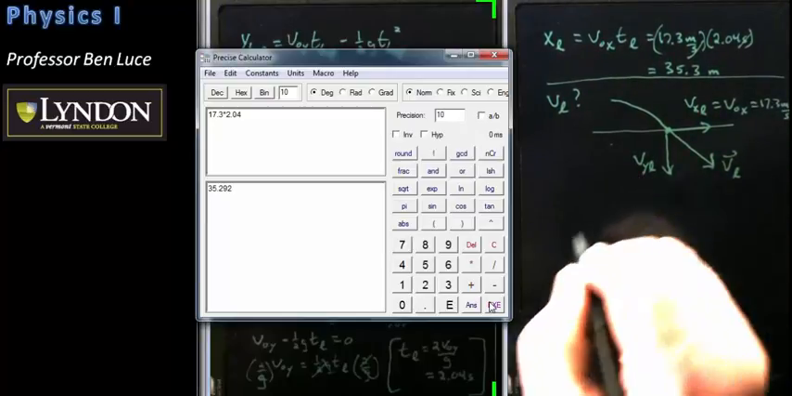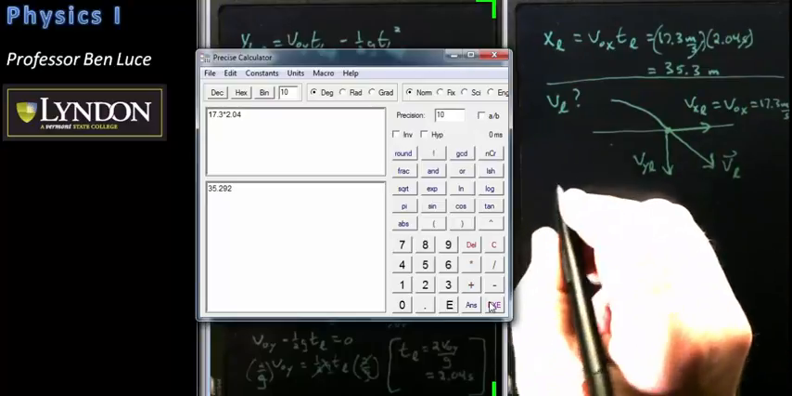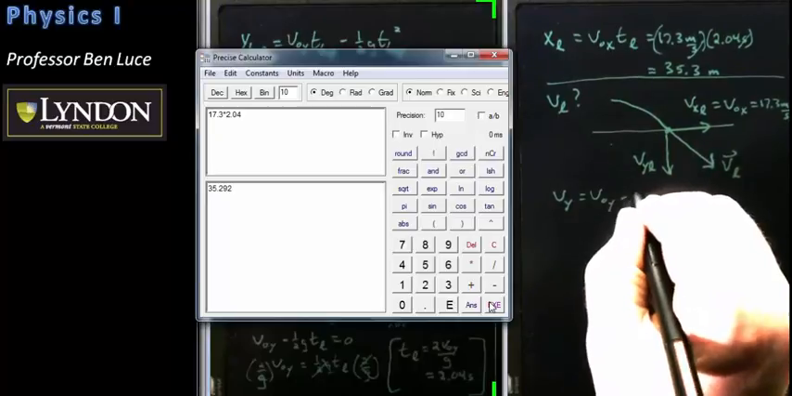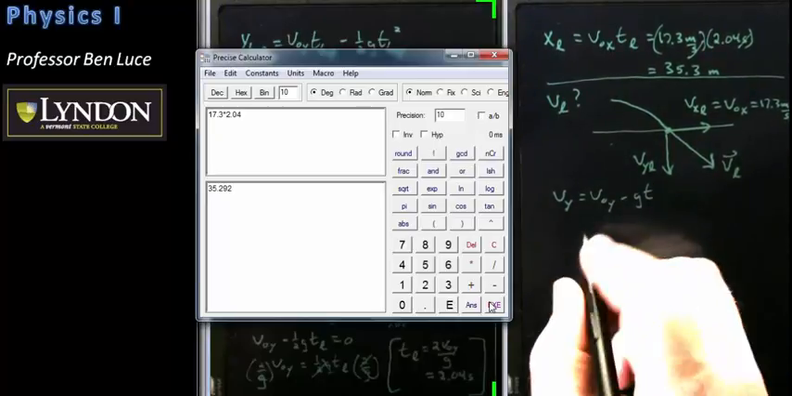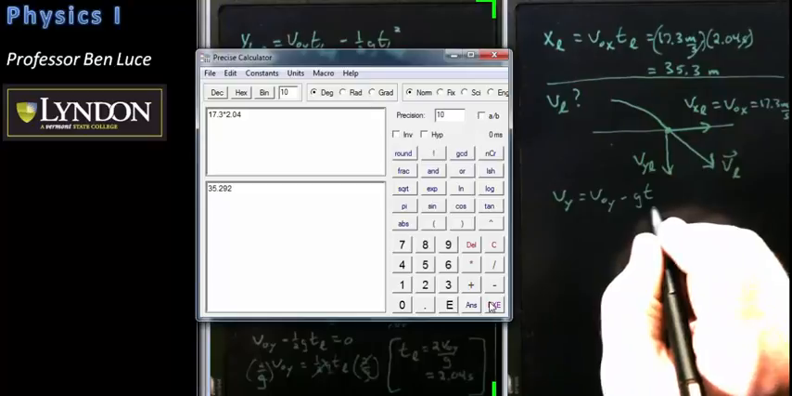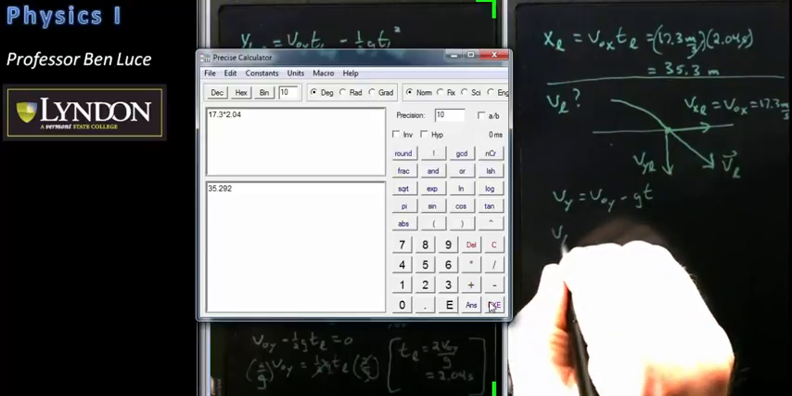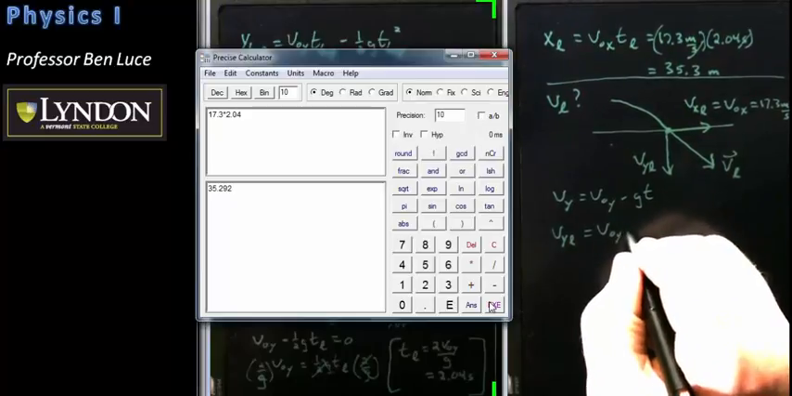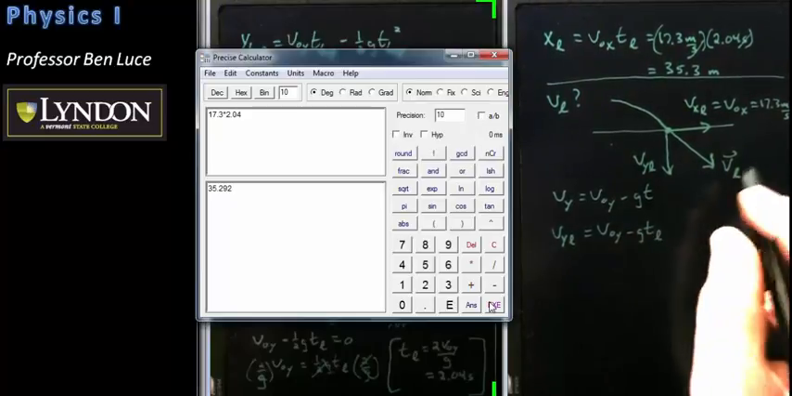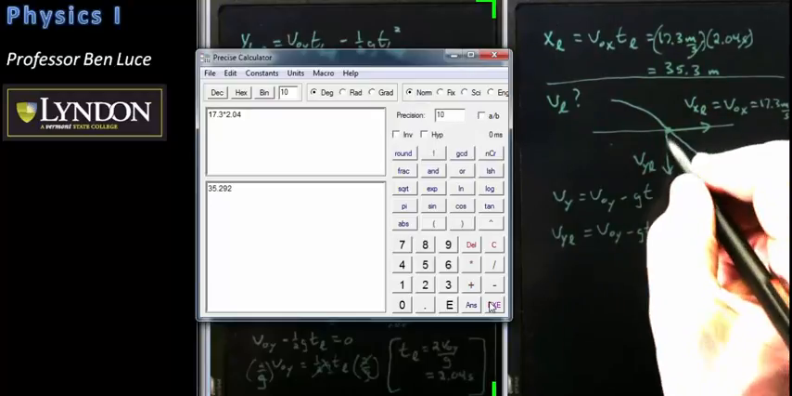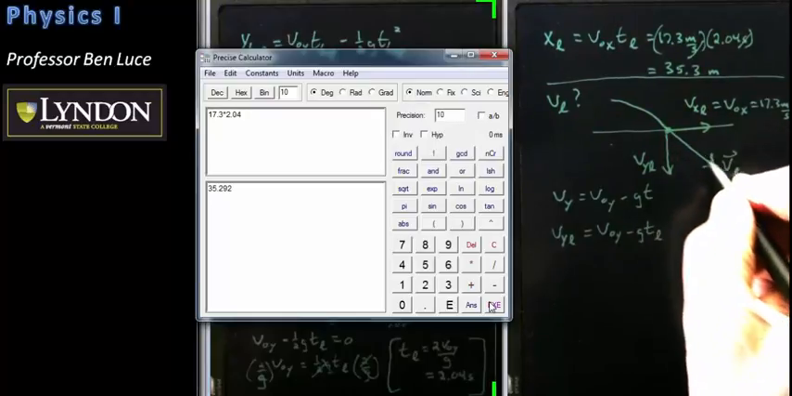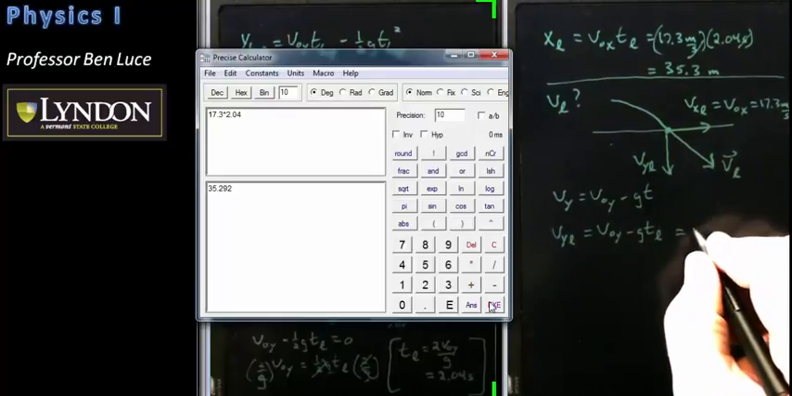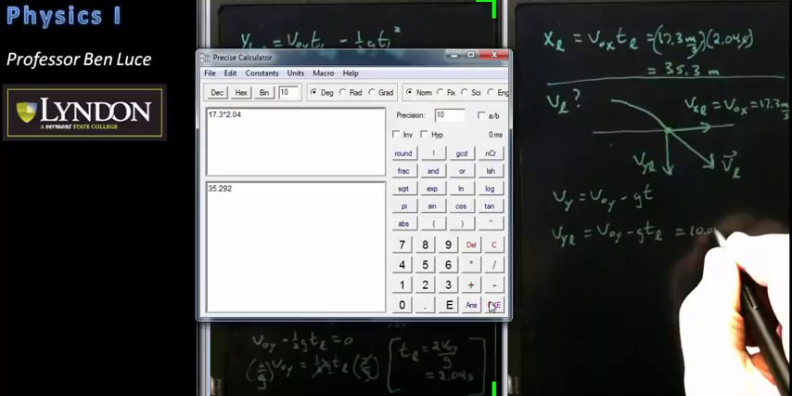But VLY we don't know yet, but we can use the Vy equation. The Vy equation was this, and so we can substitute the value of TL here, and that will produce VYL. And then once we have VYL, then we can use the Pythagorean theorem to calculate the magnitude of VL. All right, so v naught y was 10 meters per second.